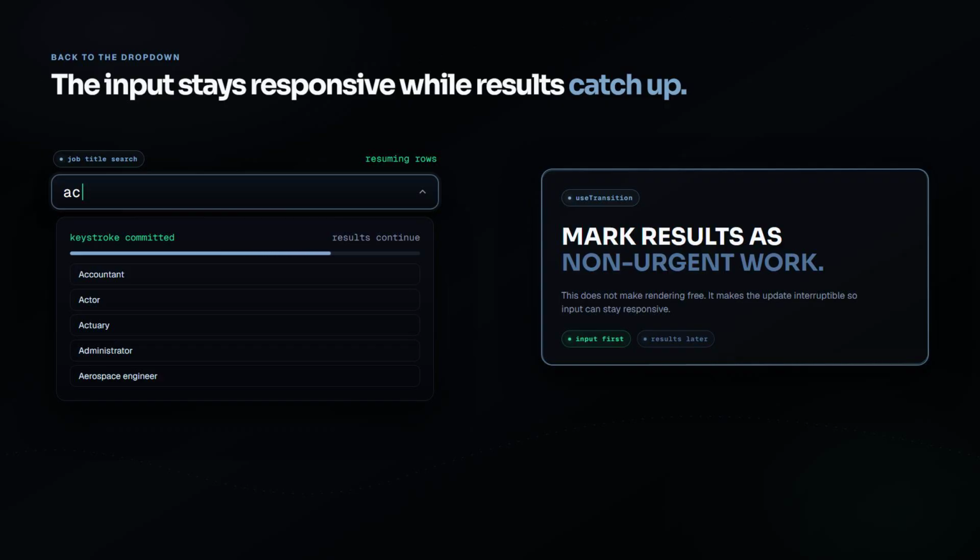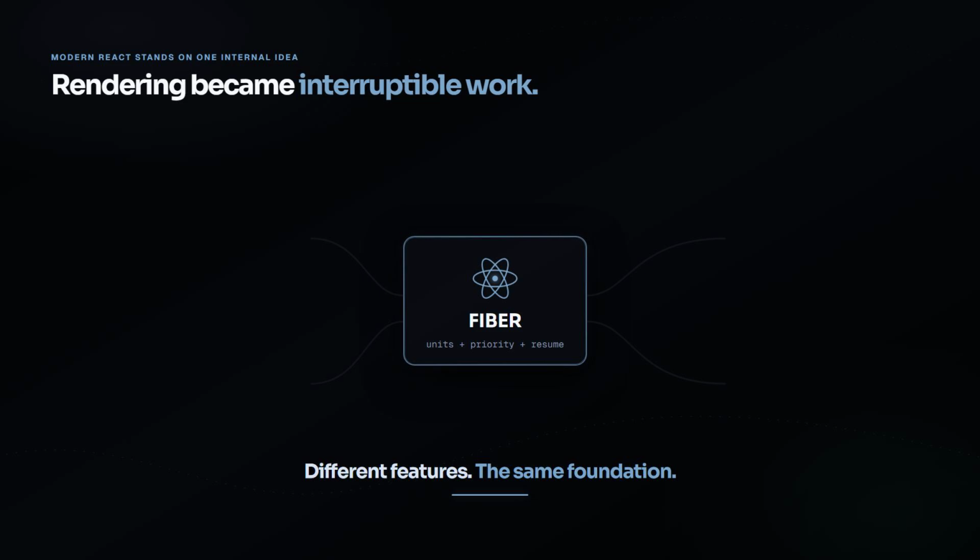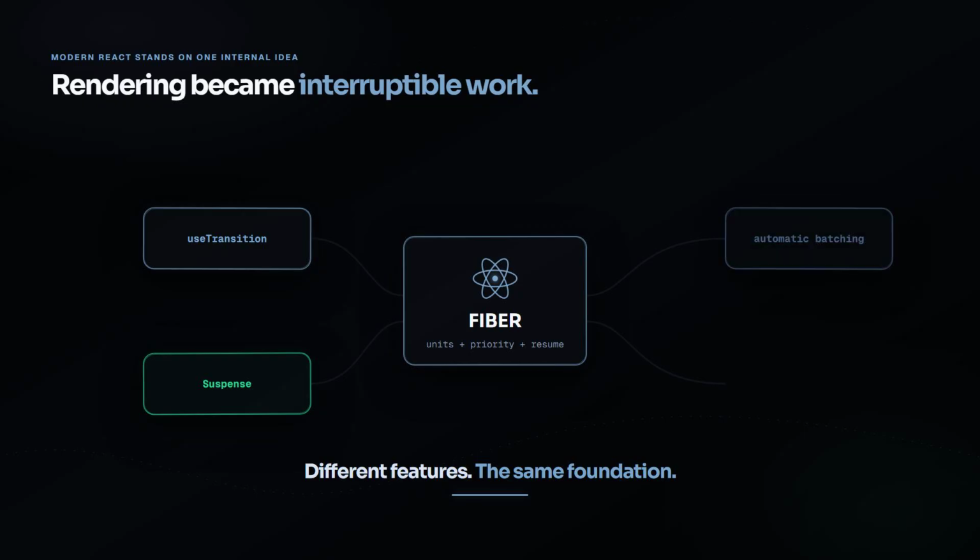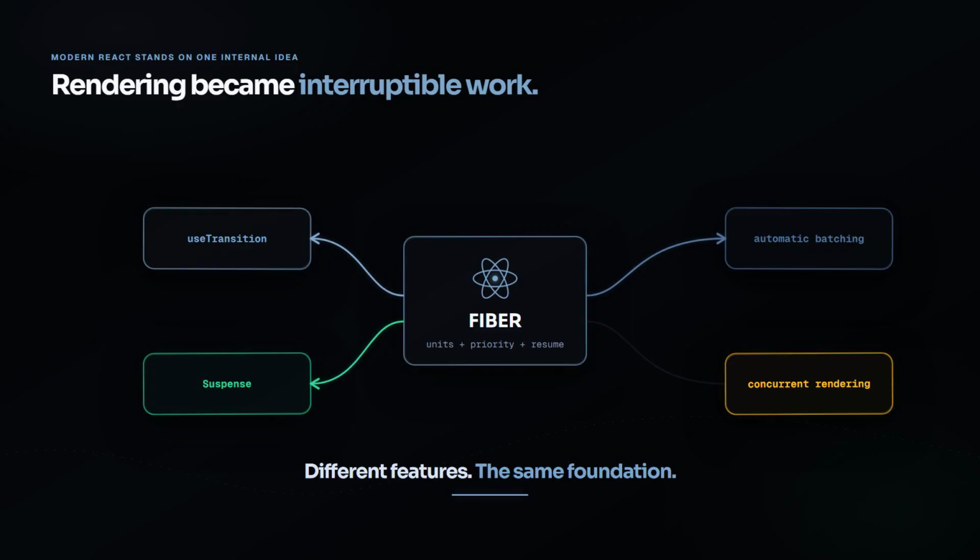There are many features in the current React version that are powered by React Fiber, such as useTransition, which lets you mark a piece of work as non-urgent, so it can be interrupted. Exactly what my dropdown needed, right? And many other things are also powered by React Fiber internally, such as automatic batching, Suspense, and concurrent rendering.